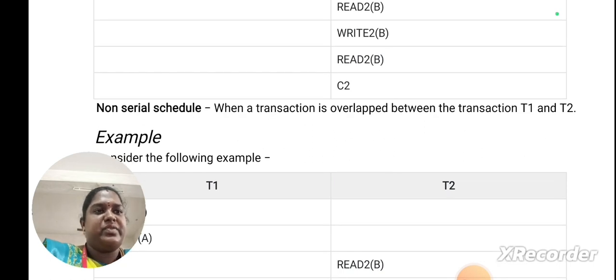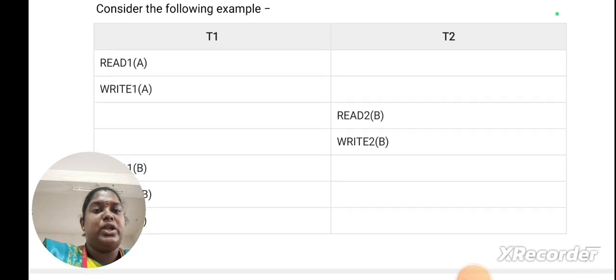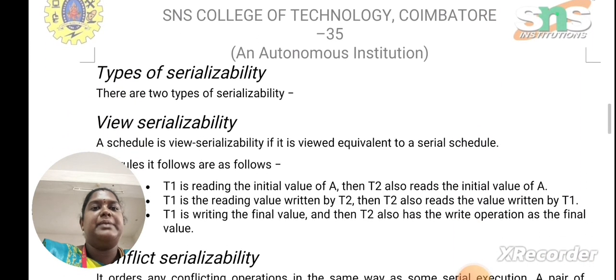Non-serial schedules occur when the operations of transaction 1 and transaction 2 overlap. Here we have read 1 of A, write 1 of A, and then after transaction 1 is completed, the read 2 of B and the write 2 of B will happen in transaction 2.